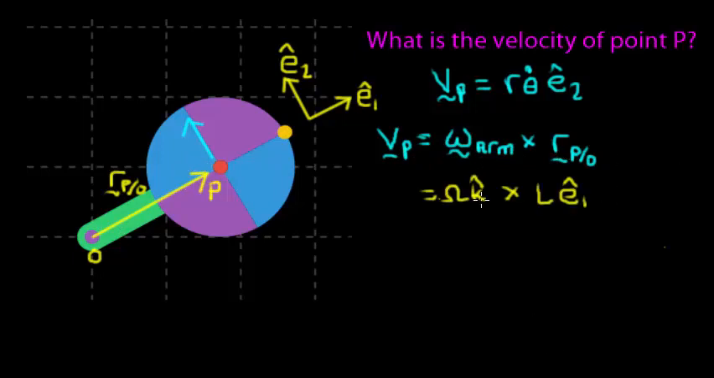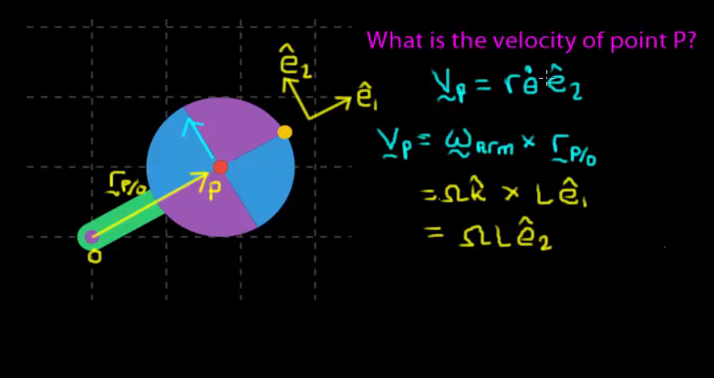So the angular velocity of the arm, remember, was omega in the k hat direction, and the position of P relative to O is the distance L in the e hat 1 direction. e hat 1 is already defined up there. So all I have to do is take this vector cross product, and I get omega times L. You know, these two vectors are perpendicular to each other, right? k hat is straight out of the screen. e hat 1 is pointing radially outward. Take the vector cross product of these two things, I get a vector in the e hat 2 direction. Voila, and that's what I get.